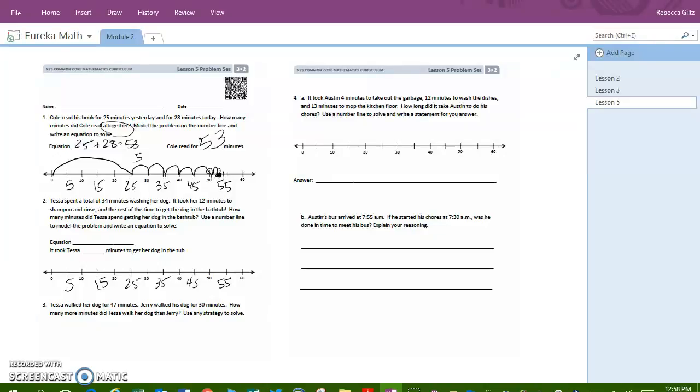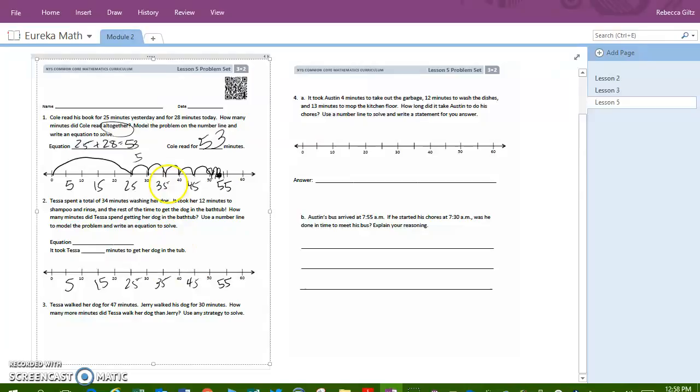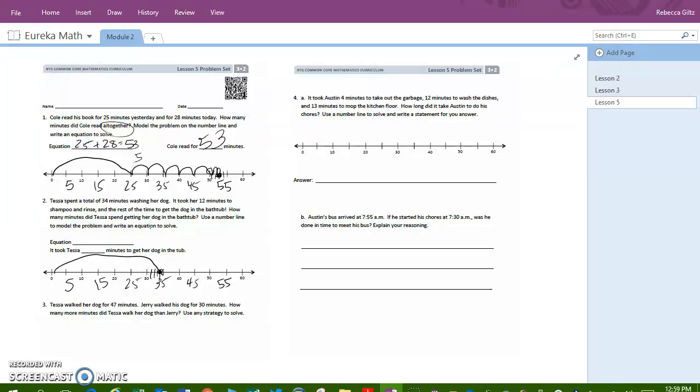So this is a little bit different than the first one. It took her 34 minutes total, 12 minutes to shampoo and rinse, and then we have to figure out what the rest of the time was in terms of getting her into the bathtub. There's a couple different ways to look at this, but it took a total of 34 minutes, so I want to mark where 34 is. So 31, 32, 33, 34. So here's 34 minutes. This is the whole time it took her, right? But 12 of those minutes were the shampooing and rinsing. So let's take out those 12 minutes and see what's left.